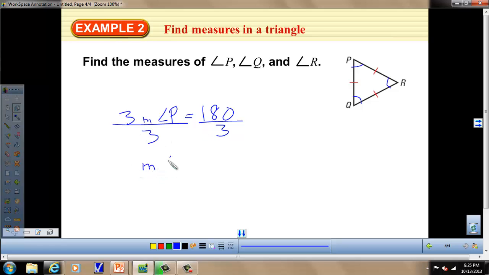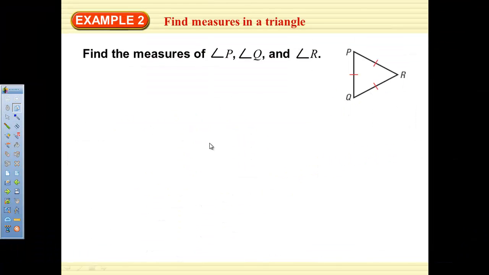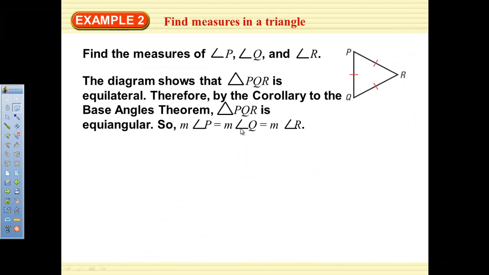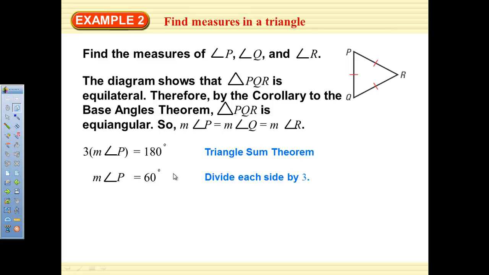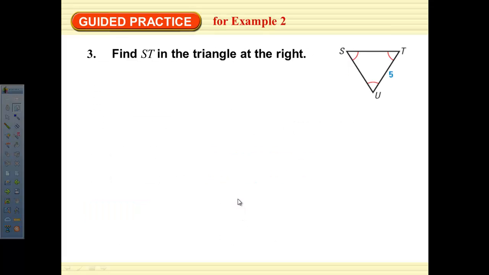we can say that the measure of angle P is equal to 60, and that's also the measure of angle Q, and it's the measure of angle R. So all three of them are 60 degrees, and that's going to be true for all equilateral triangles. Again, all three of those angles are equal, and so we can just say 3 times the measure of angle P. We get measure of angle P is 60, and all three of them are 60.